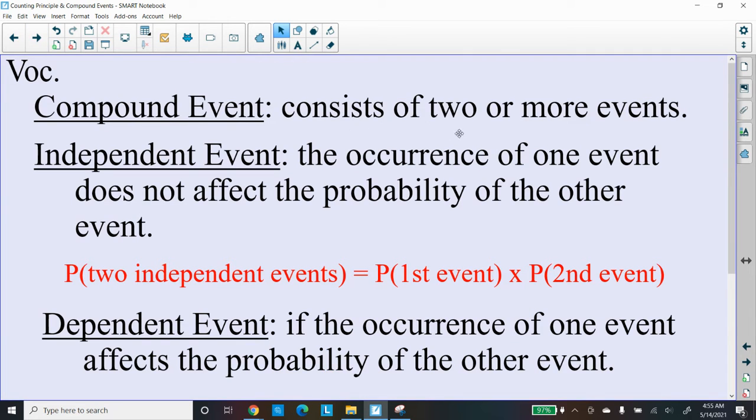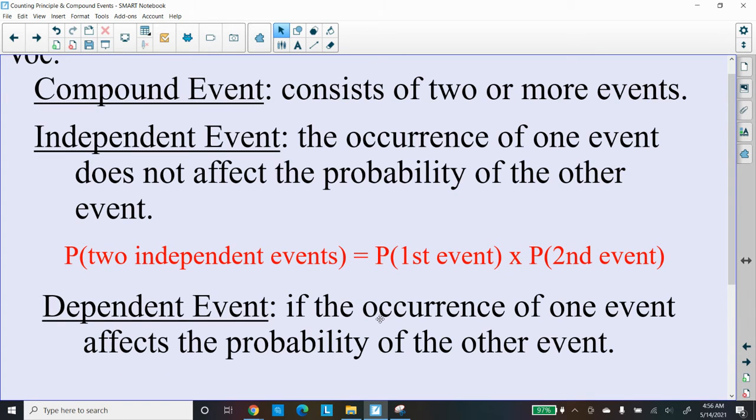A compound event consists of two or more events. An independent event is the occurrence of one event that does not affect the probability of the other event. So it's totally independent, does not care what the other event is doing. So it's on its own. To find the probability of two independent events, you multiply the probability of the first event times the probability of the second event. A dependent event is if the occurrence of one event affects the probability of the other one, so it's depending on the other.